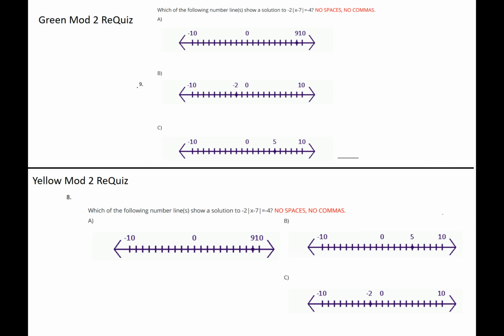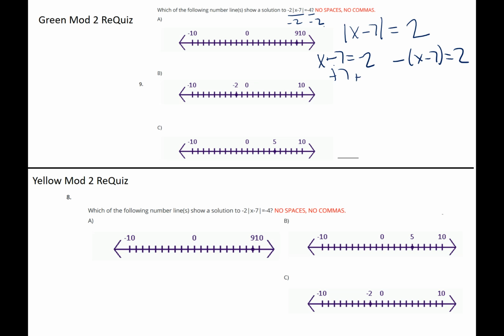All right, this one's number 9 on the green and 8 on the yellow, and it's actually the exact same problem. So there wasn't a difference in this one. So we're going to start by dividing everything by negative 2. So the absolute value of x minus 7 equals negative 4 divided by negative 2, which is positive 2. Then we're going to have a positive expression and a negative expression.